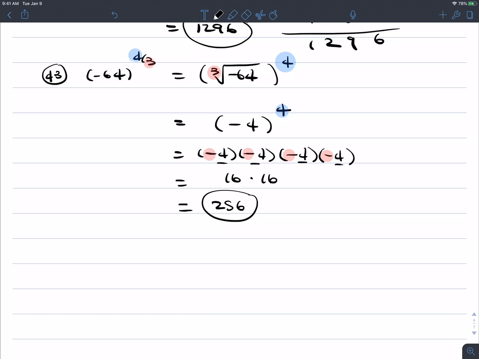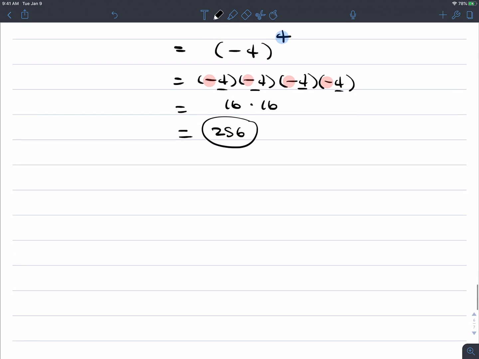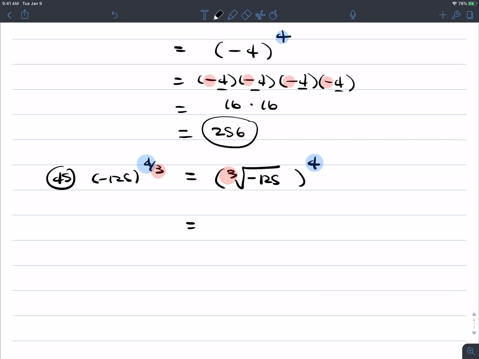What do you think? Evaluation is pretty easy? Okay. 45. Negative 125 to the 4/3 power. So again, by definition, make sure the 4 there is outside. This numerator is outside your parentheses, and you got now the cube root of negative 125. So here's our denominator, cube root. What's the cube root of negative 125? Negative 5. Yep, negative 5.